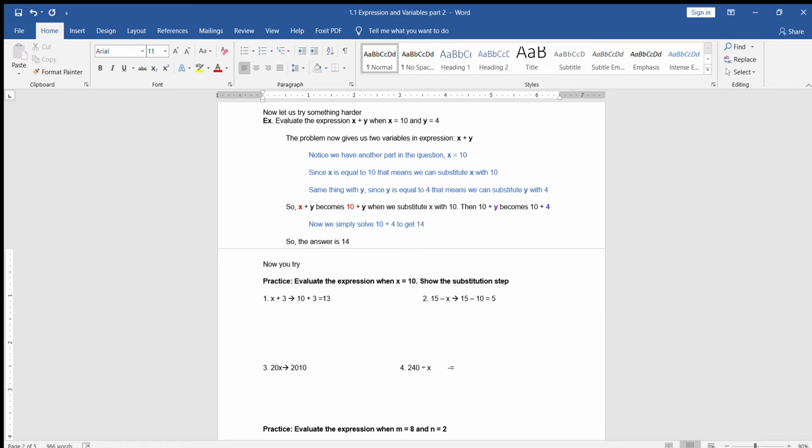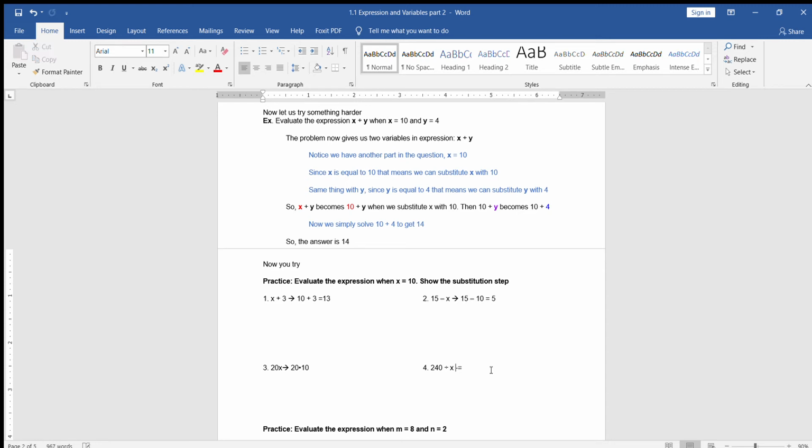Is that correct? No. What's the operation between 20 and x? It's multiplication. So you have to show that process here. You can show it as a dot or you can show it as parentheses. It doesn't matter as long as you show you're multiplying 20 with 10. I would suggest not using the x mark for multiplication, because we're learning variables already, and you don't want to mix up whether your x is multiplication or a variable.